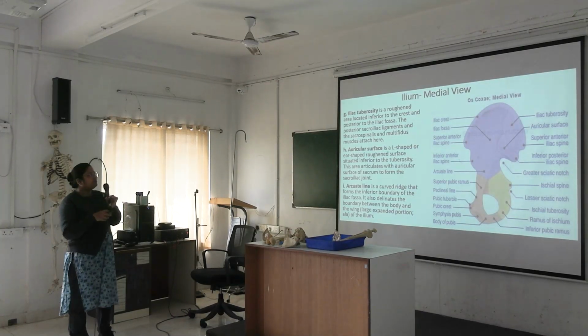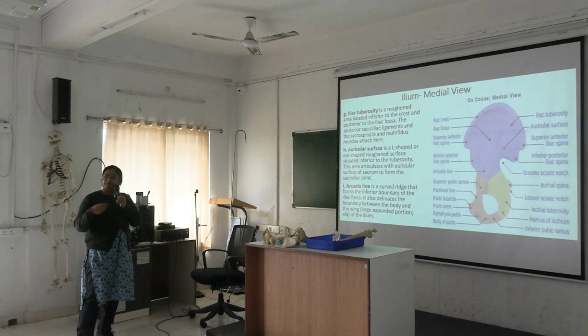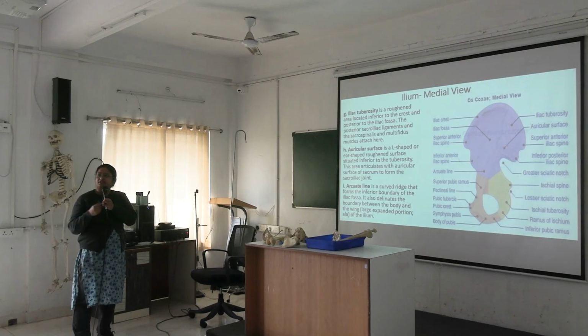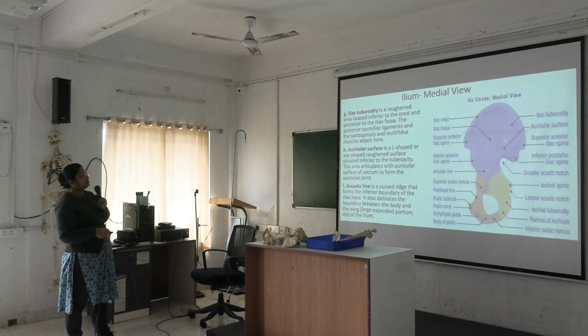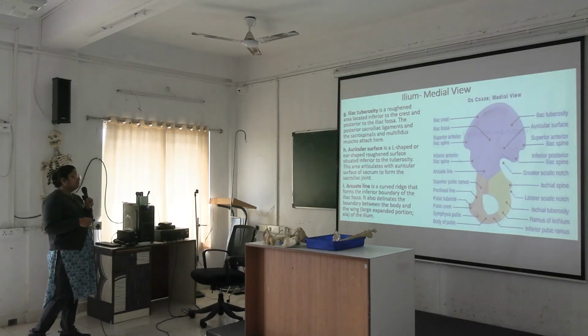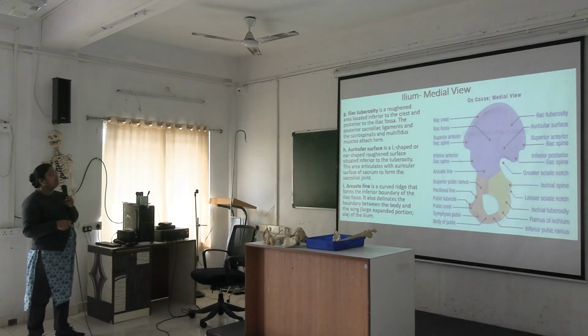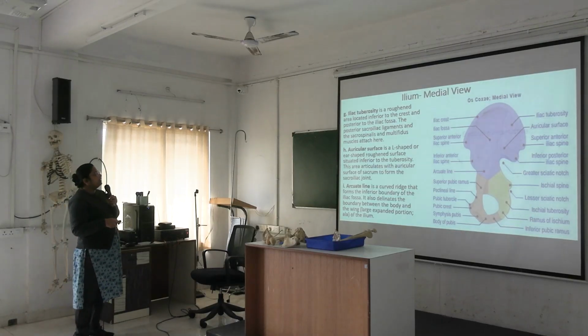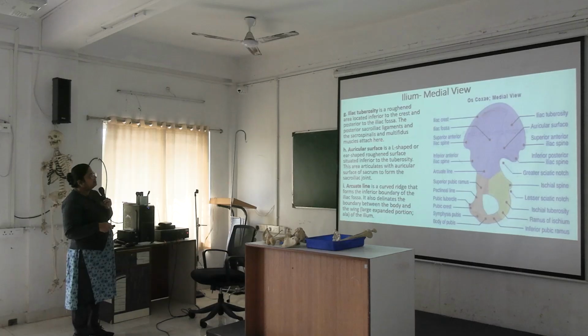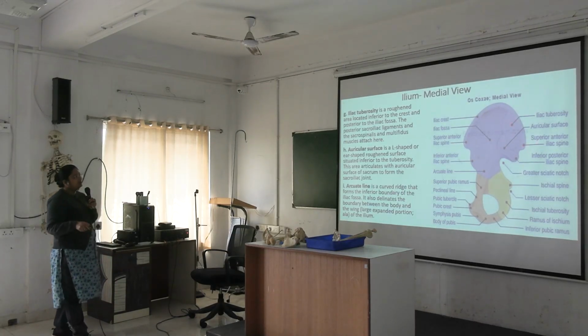Okay, the iliac tubercle is lying on the outer lip, 5 centimeter posterior to the anterior superior iliac spine. But here lies the iliac tuberosity. Iliac tuberosity is a roughened area located inferior to the iliac crest and posterior to the iliac fossa here. And the posterior sacroiliac ligaments and the sacrospinalis and multifidus muscles attach here.